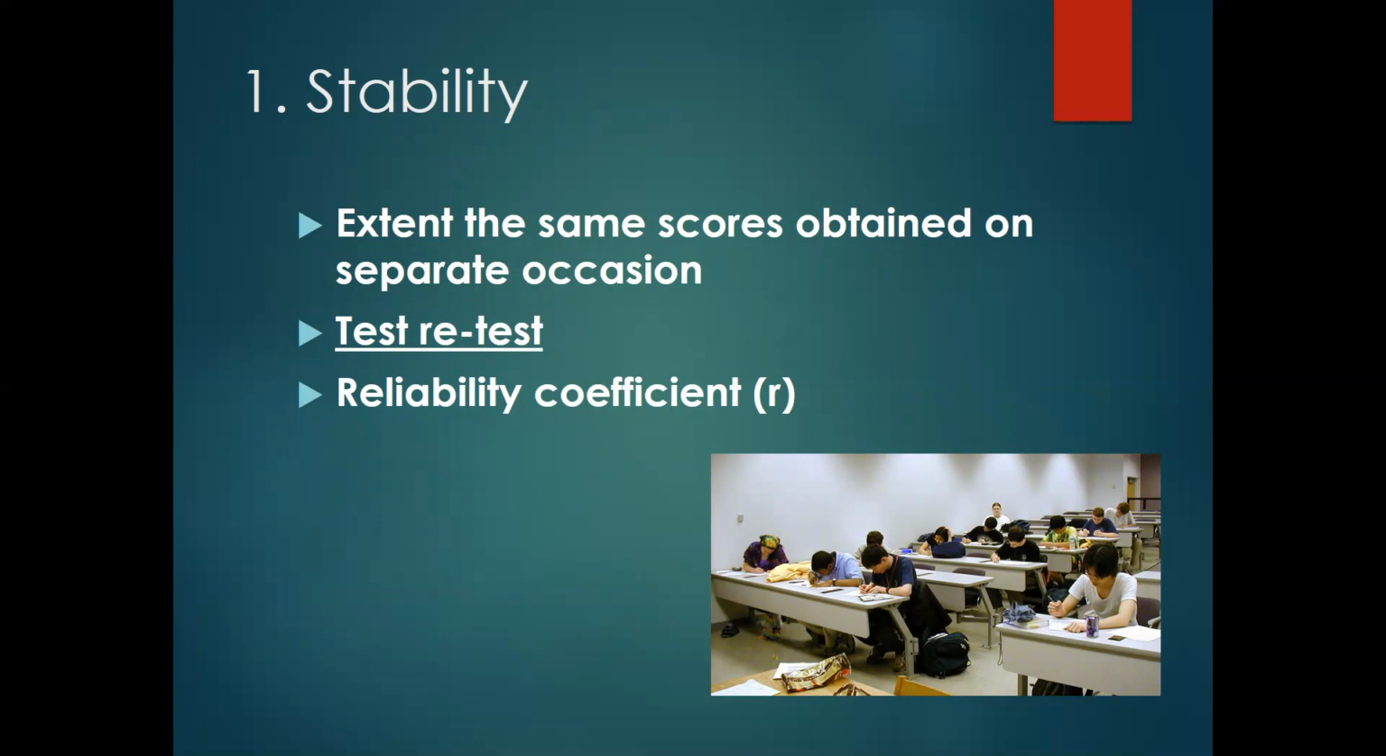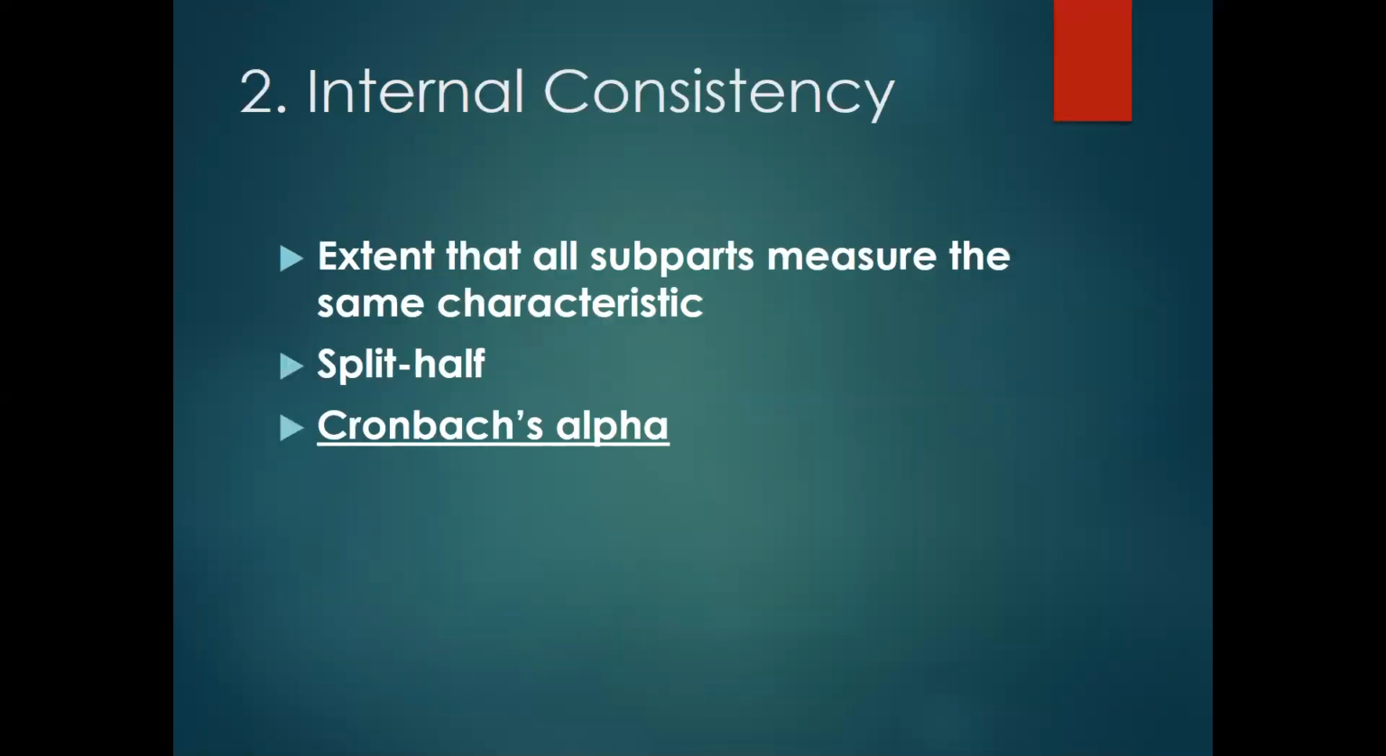So that's where people often go wrong, is they see a high reliability coefficient and they think that the findings are really reliable, when in fact it just means that the measures are stable.